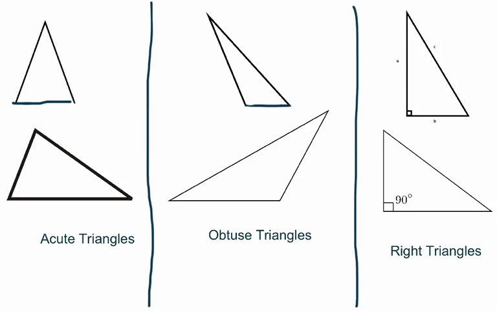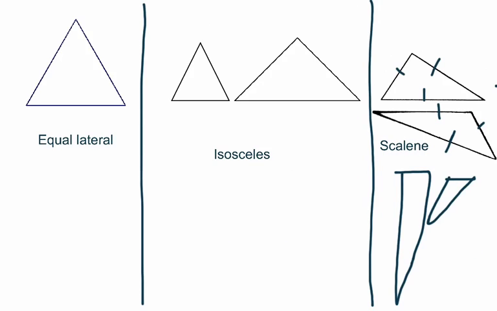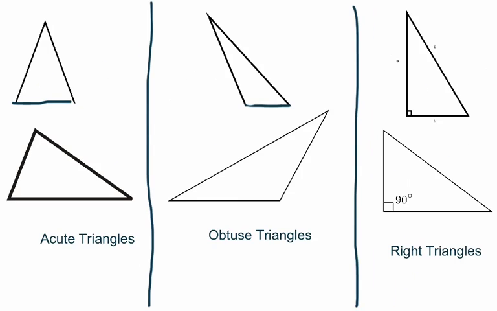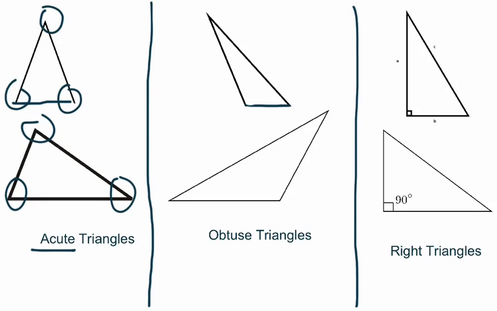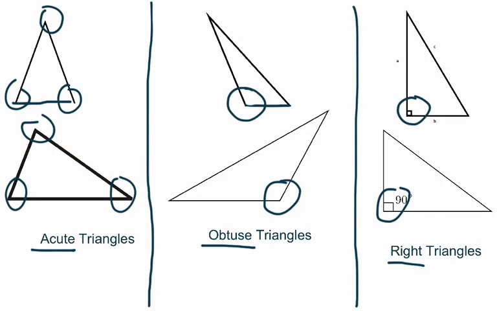So, like we said before, there are two ways to classify triangles. One is by their sides, where we have equilateral, isosceles, and scalene triangles. Another way to classify triangles is by their angles. If all three angles on a triangle are acute, then it's an acute triangle. If there is one angle that is obtuse, it's an obtuse triangle. And if there's one angle that's right, it's a right triangle.